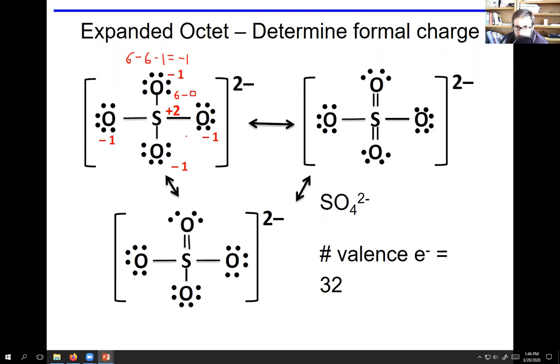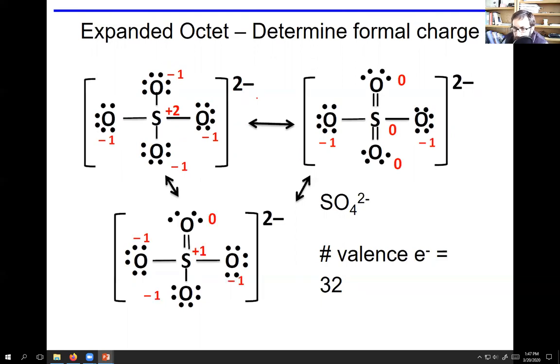It has 0 non-bonding electrons, and it has 8 bonding electrons divided by 2, which is 4. So it's going to be +2. Double check your math here. That should equal 2-. This is a sulfate 2- anion. So +2, plus -1, plus -1, plus -1, plus -1 equals -2.